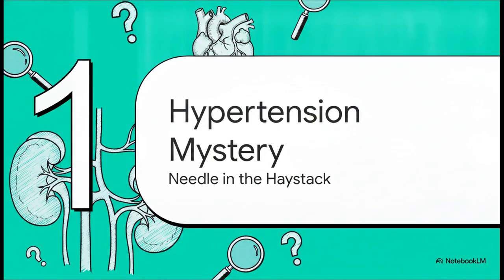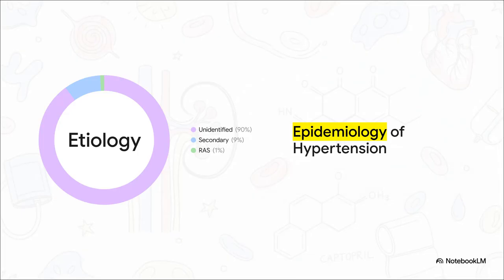Section 1. The hypertension mystery, or finding that needle in the haystack. Let's jump right into the true scale of the diagnostic challenge we're facing here. Think about the millions upon millions of patients managing hypertension globally. A staggering 90% of them have a completely unidentified etiology, what we call essential hypertension. Less than 10% actually have secondary hypertension. But here's the truly wild part. Out of all those unselected hypertensive patients, less than 1% actually have renal artery stenosis driving their disease. It's a tiny, tiny fraction, which means mass testing absolutely everyone is totally off the table.